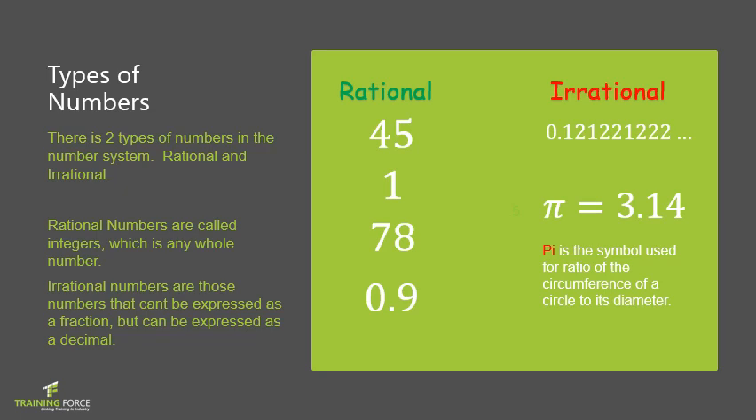Irrational numbers, on the other hand, if we take a look at those examples, like 0.121122, generally when we have numbers that are non-repeating, they're irrational numbers. And then we get the ever popular pi. Pi is the symbol that's used for the ratio of the circumference of a circle to its diameter. So that's the value that we use when we want to calculate the circumference of a circle. Now, irrational numbers have endless non-repeating digits to the right of the decimal point. Irrational numbers are not often used in daily life.